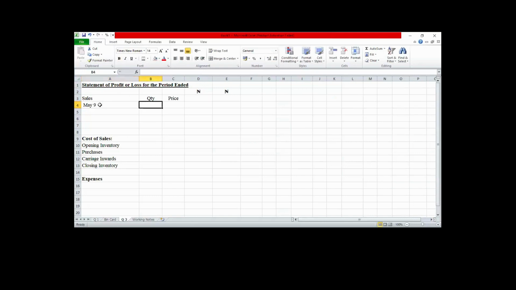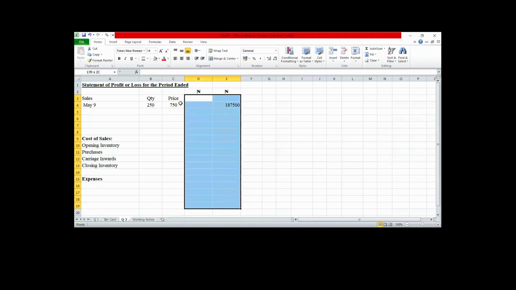Now, what quantity did you sell? 250. At what is now your selling price? 750. The selling price that they gave you in the question for May 9 is 750 naira. I will now determine my sales here: 250 times 750. That is my sales in that period, 187,500. Is it clear now? Yes, sir.